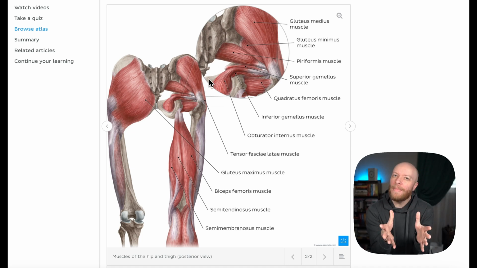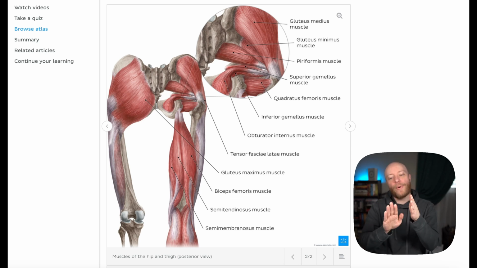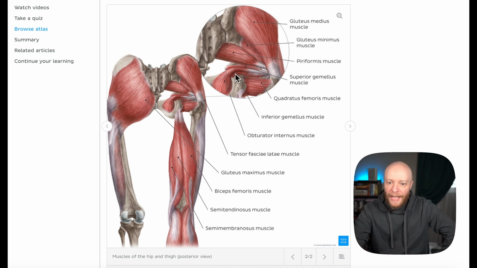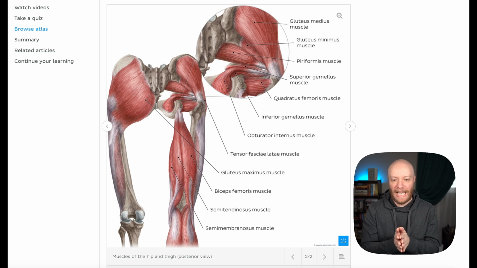But what all of these muscles do is they all work together to perform lateral or external rotation of the hip. The way I like to think of it is if you're driving in a car, and you're turning your foot to hit the gas pedal, you are laterally or externally rotating the hip. These muscles are going to be involved in it. So again, all of these are going to be deep to the gluteus maximus. It just goes to show that it's a very busy area.